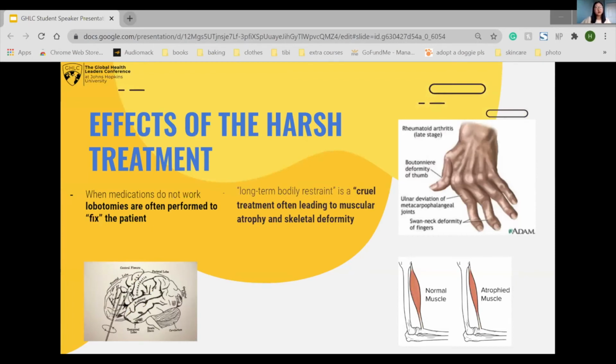The World Health Organization condemns such treatment as cruel treatment with severe effects. Such effects include the aforementioned ones. In addition to those, lobotomies are often performed if patients do not respond to medication, and these treatments essentially render them useless and incapable of sudden active movements.